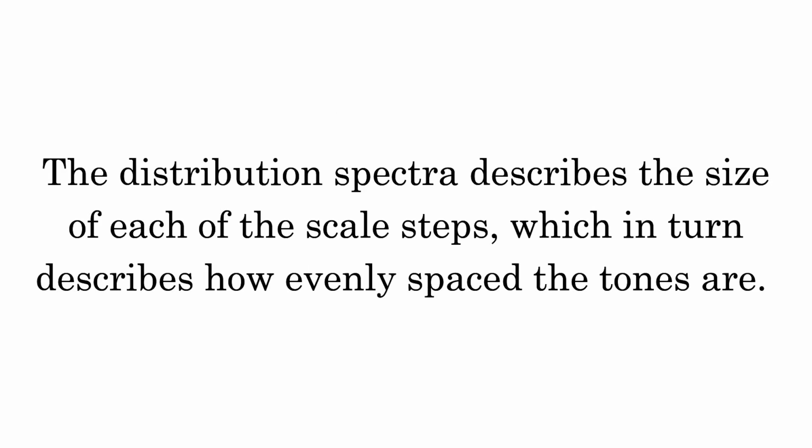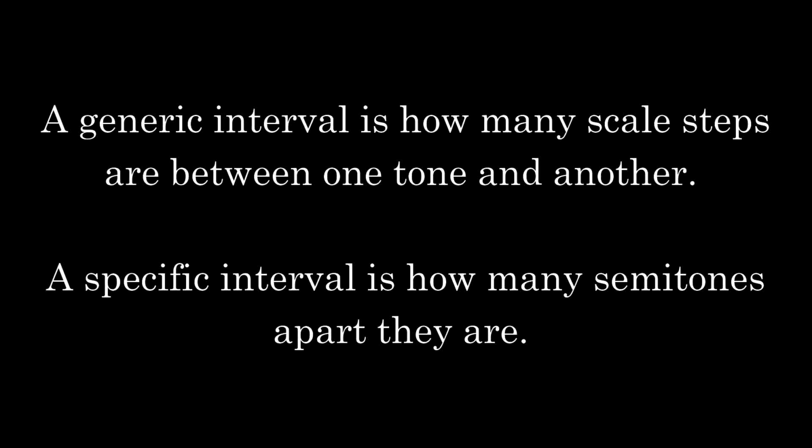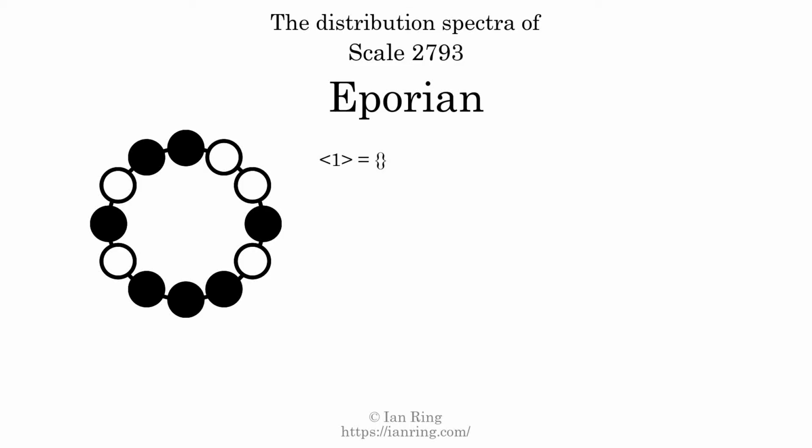The distribution spectra describes the size of each of the scale steps, which in turn describes how evenly spaced the tones are. A generic interval is how many scale steps are between one tone and another. A specific interval is how many semitones apart they are. The generic interval of one scale step comes in three different specific interval sizes. 1 semitone, 2 semitones, and 3 semitones. The spectrum width of this generic interval is the highest, 3, minus the lowest, 1, which equals 2.